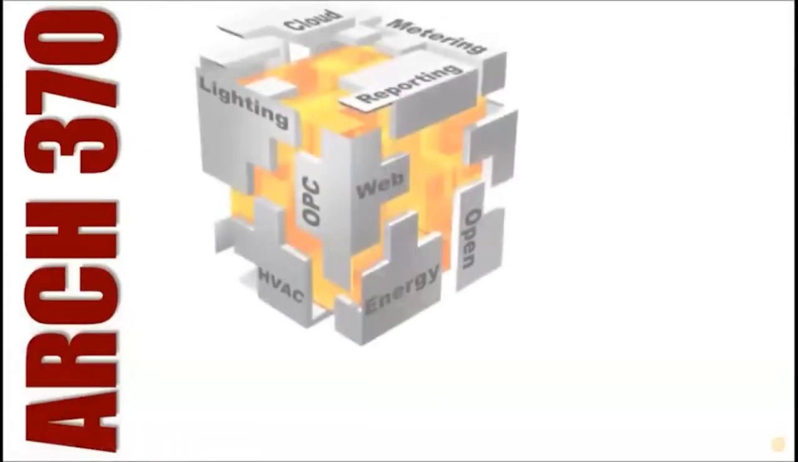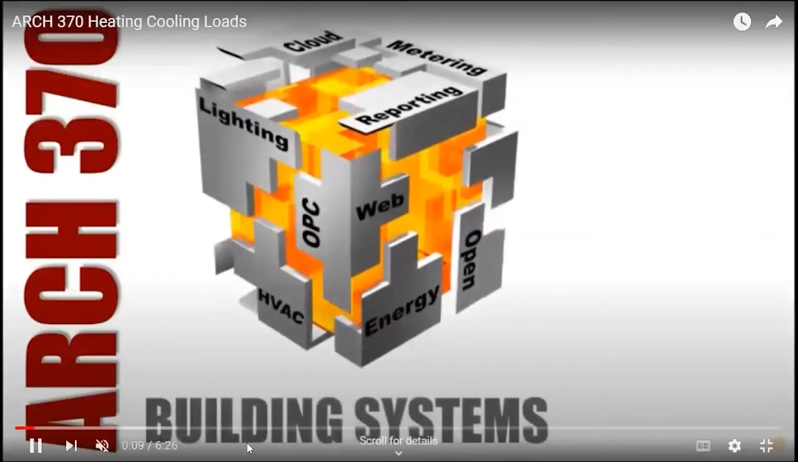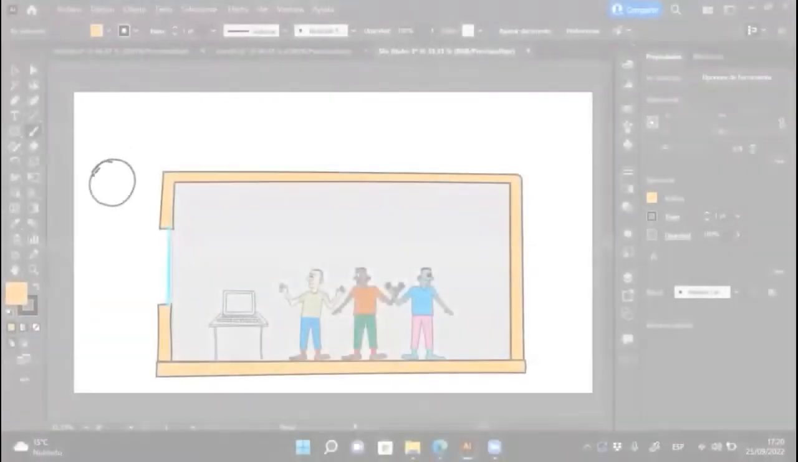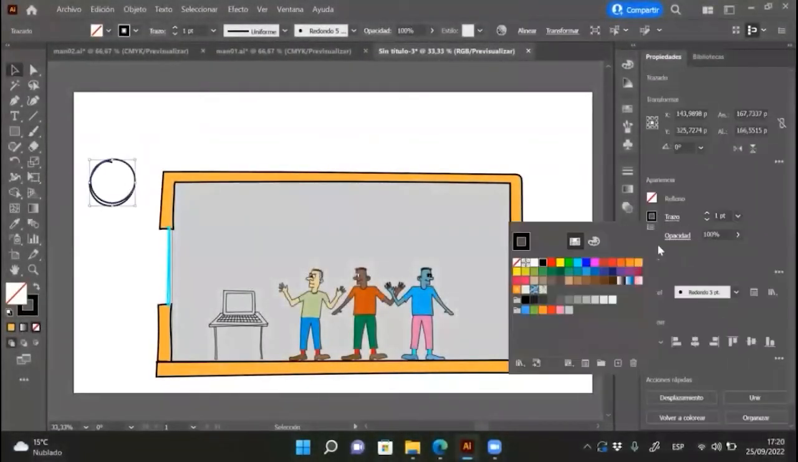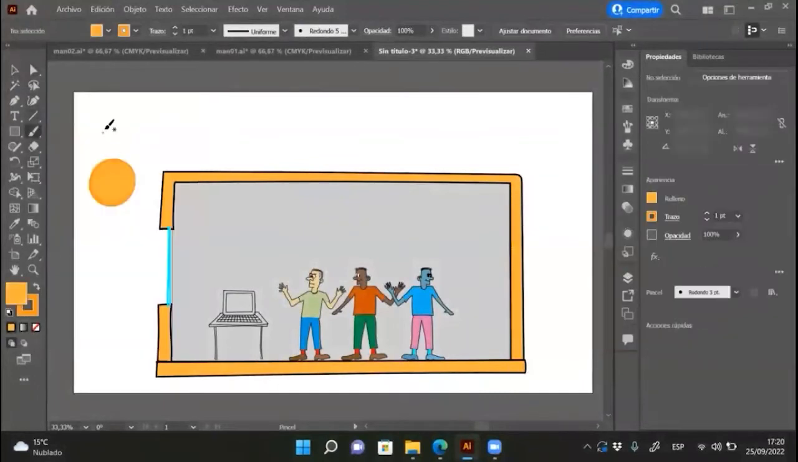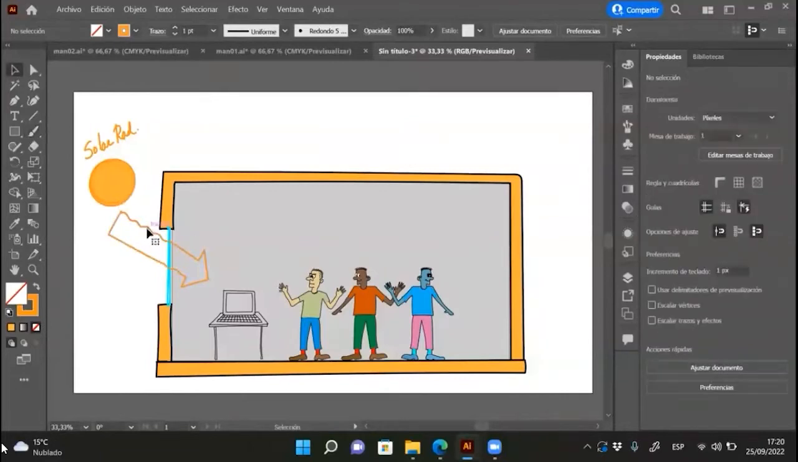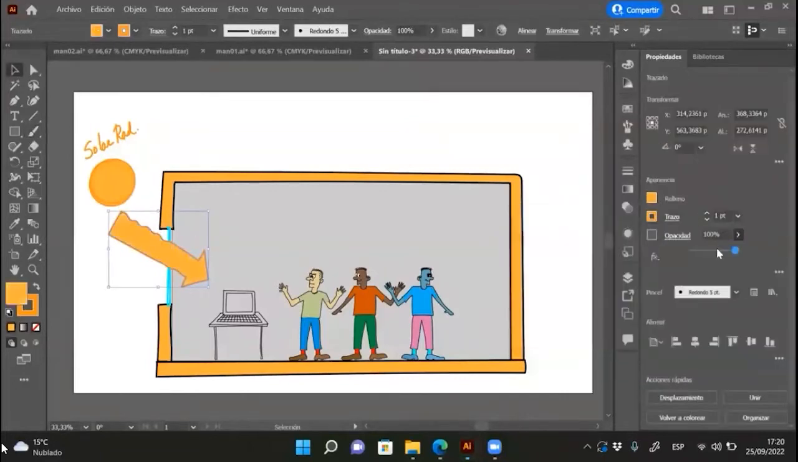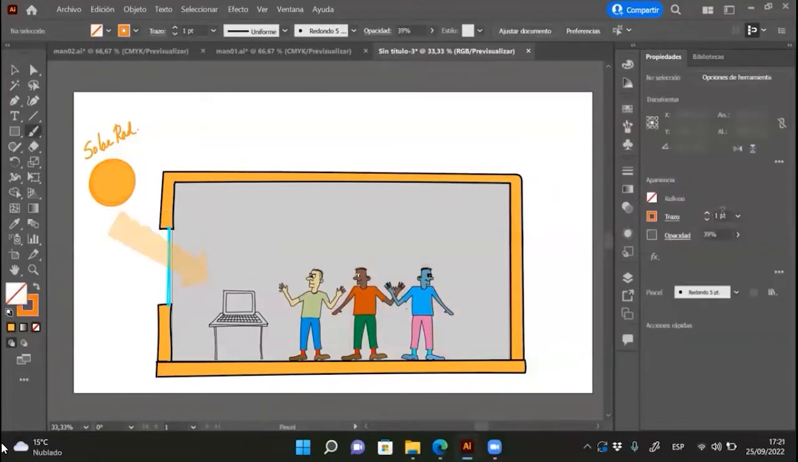Okay, so I recorded this video, and I'm going to explain to you what we are doing. So we have a space. In that space, we have people and we have equipment. So the first thing we need to understand is that we have windows and we have solar radiation. Okay, so there's energy entering through the window, especially if they are south oriented. We have this big arrow entering through the windows.